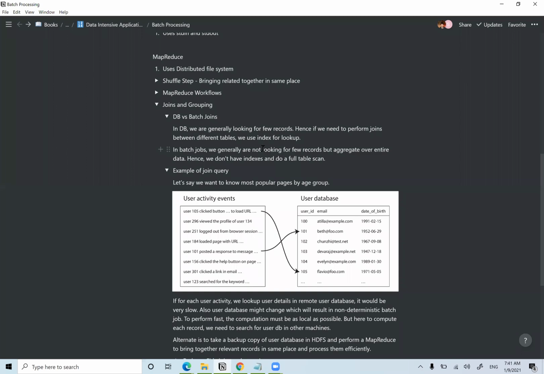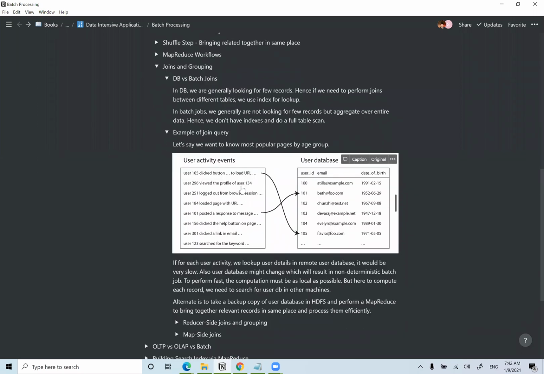But in batch processing, you are not generally looking for just one particular record. You are generally performing the join on the entire data set. So we will see an example.